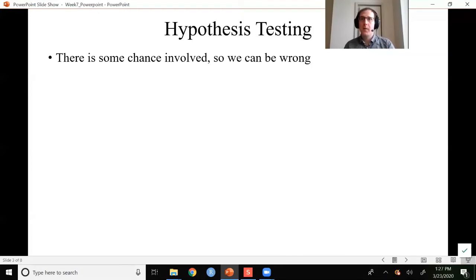When you're testing a hypothesis, you're then concluding either there seems to be support for our hypothesis, there is a difference, or there is not. So unfortunately, there is some chance involved in that. Maybe there is no real difference, and just by chance, it looks like there is a difference. We could be wrong in that way. Or maybe there really is a difference out there in the population, but our sample just didn't show that difference, again, maybe because we got unlucky.